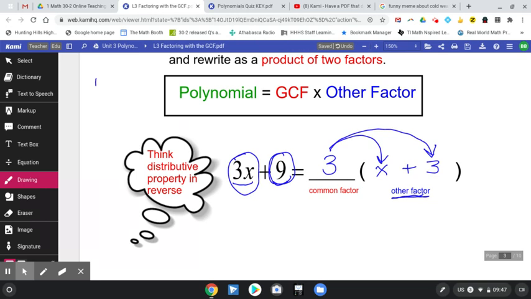So what we see here is our factored form, which is 3 times x plus 3. And if you multiply it out, you see, oh yeah, that's really the same thing that we had in the very beginning.